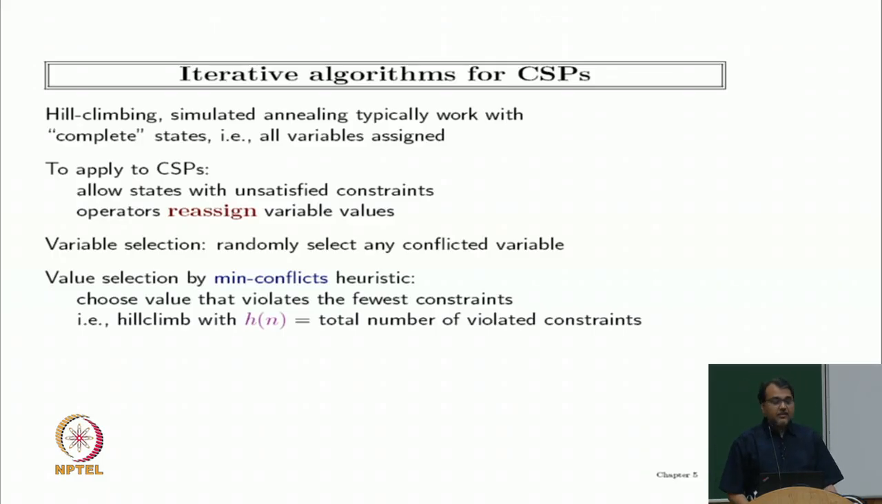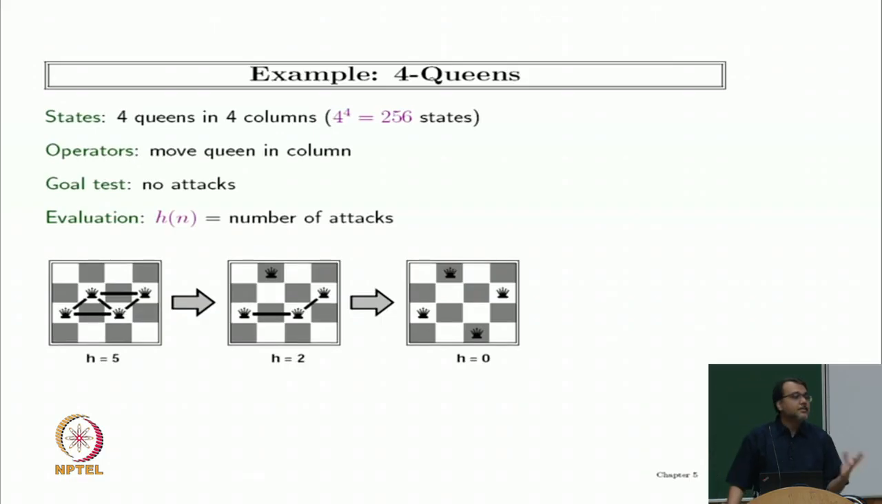And we can hill climb on top of it on the total number of violated constraints. Right? And we have already done the problem of 4 queens in local search, so I'll skip this particular slide. It basically says I can do this using local search.